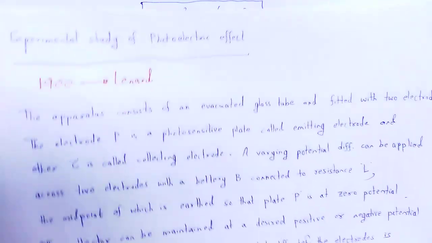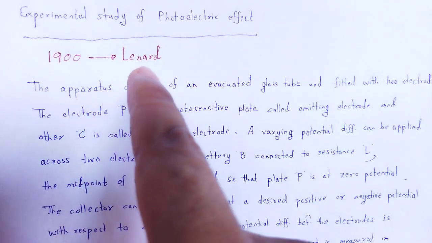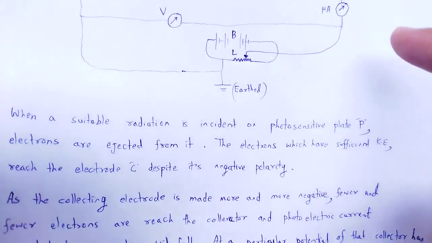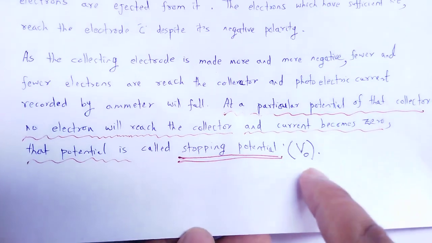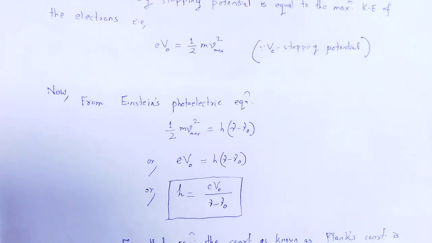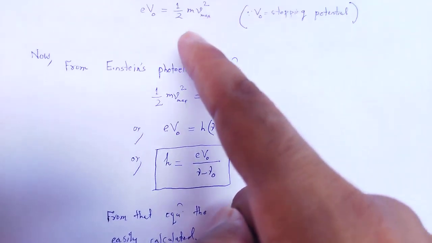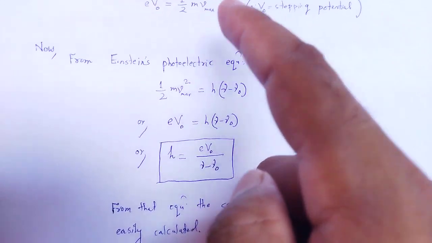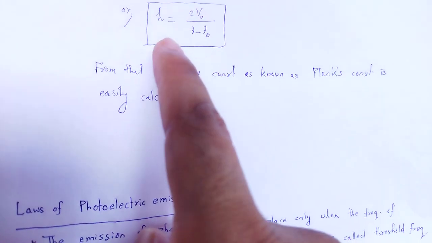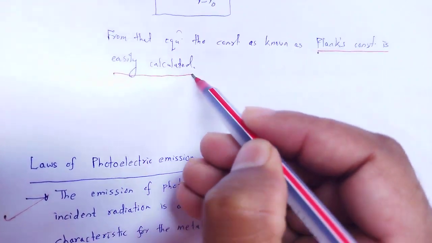Next, we verify it experimentally. The experimental study was performed in 1900 by the scientist Lenard. Here we notice a technical term, that is stopping potential. The work done by the stopping potential is equal to the maximum kinetic energy of such electrons. That equation is used in Einstein's photoelectric equation, so we can easily calculate the constant, which is Planck's constant.